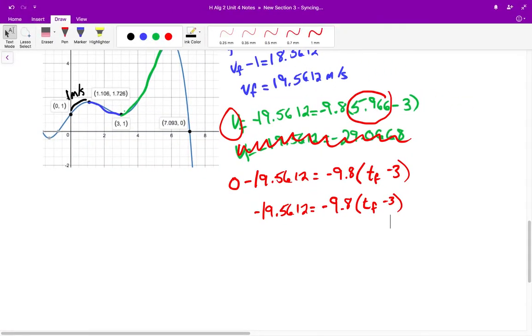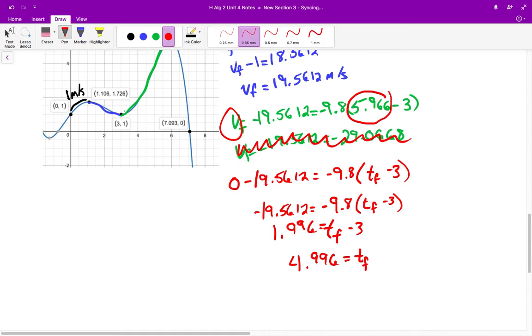I'll go ahead and keep the decimals though. So 1.996, we'll keep it to 3 decimals, 1.996, is equal to, remember you divided by negative 9.8, so all you have left is your final time minus 3. So all you would do in this case is add 3 to each side. You get 4.996 as the final time where your roller coaster runs out of speed.